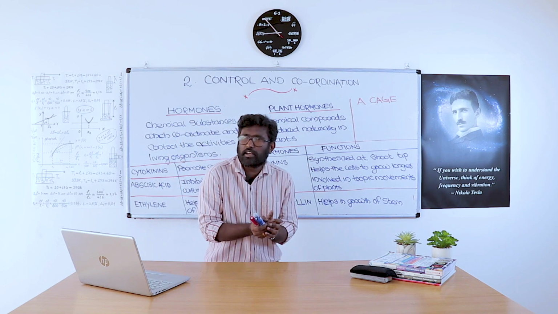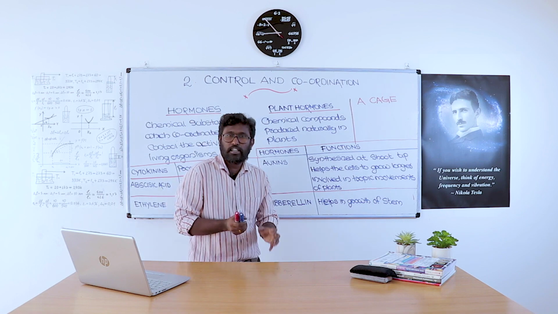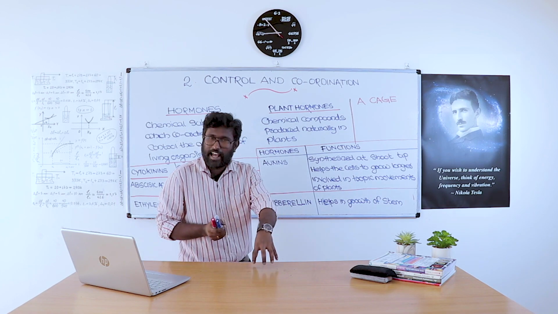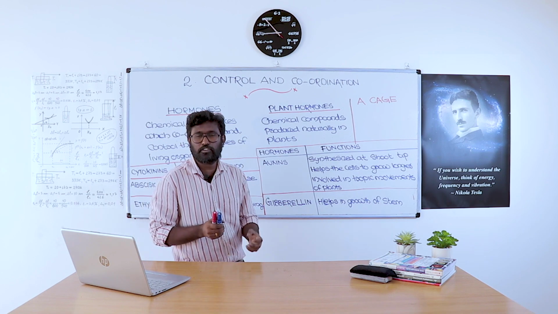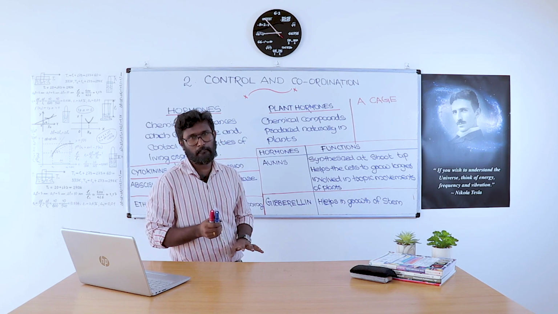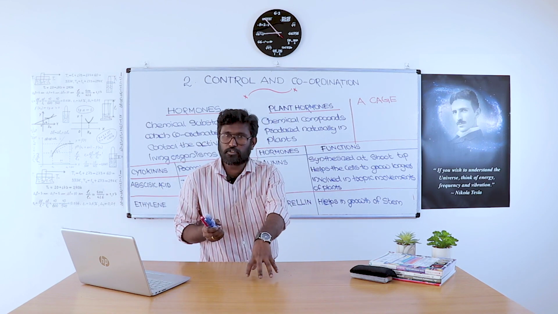These chemical compounds, the hormones, can be generated naturally in plants. That is called plant hormones, produced naturally in plants. In the case of human beings also, the hormones are produced naturally.